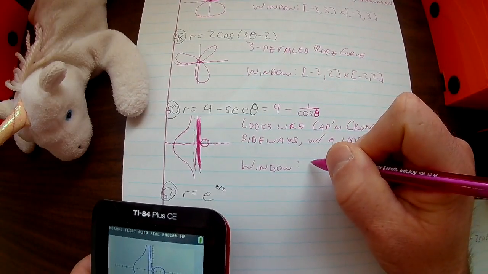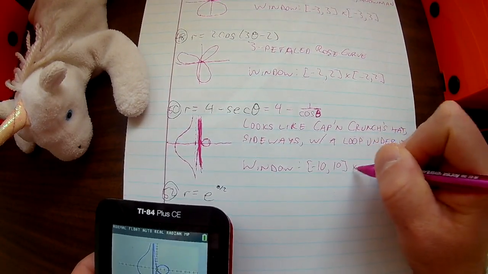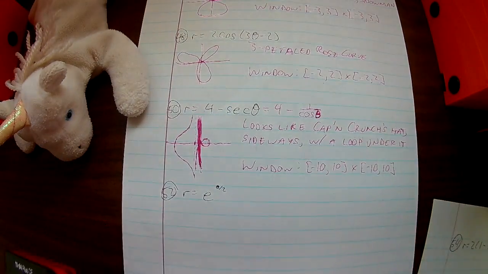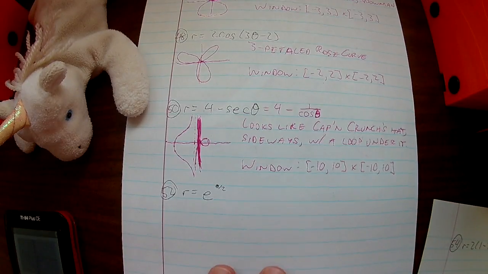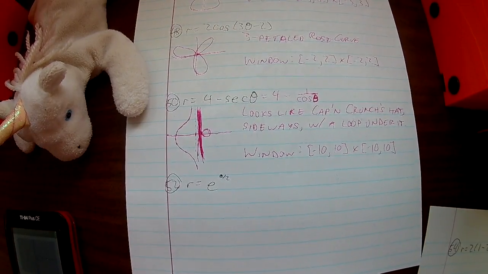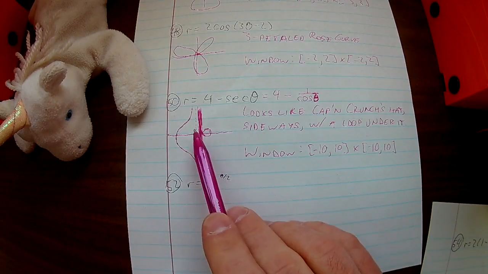Window. We just use the standard viewing window, -10 to 10 by -10 to 10. I guess you could just put standard viewing window if you want to, or STD view wind, or Zoom Stand, however you want to write it down there. I will point out this is not the official name for this.